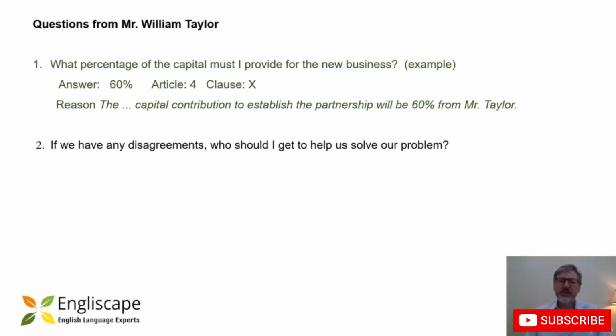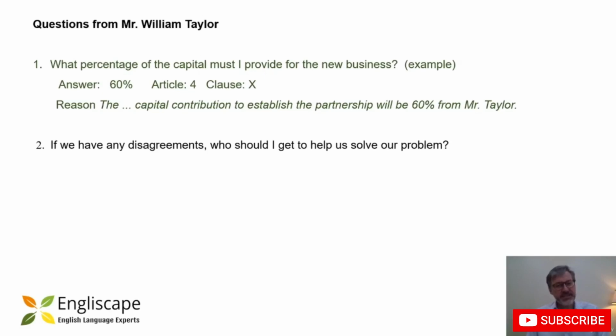The first questions come from Mr. William Taylor, the first party. There's an example question here. What percentage of the capital must I provide for the new business? The answer is he's providing 60%. It's in Article 4. Article 4 doesn't have any clauses. And we've copied the short version of the answer. The capital contribution to establish the partnership will be 60% from Mr. Taylor.